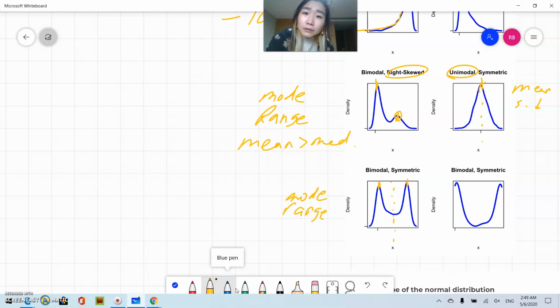Because mean and median for this case, it's very possible that they seem equal or wouldn't look very different just because it's symmetric. Again, there's another one with the bimodal symmetric. In that case, the peaks are starting from the very beginning and the very end, and then there's a big gap between those two peaks.